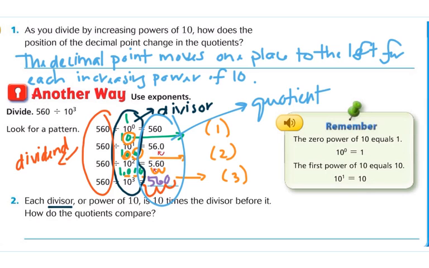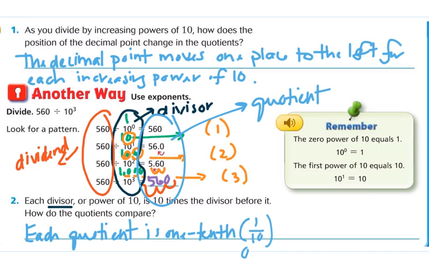So it says each divisor or power of 10 is 10 times the divisor before it. How does the quotient compare? So although the divisor is 10 times, we can see that each quotient is less. So we can say that each quotient is the opposite of 10 times. Do you remember what that is? 1/10. That is correct. And I'm going to put it in decimal and in fraction form of the quotient before it.